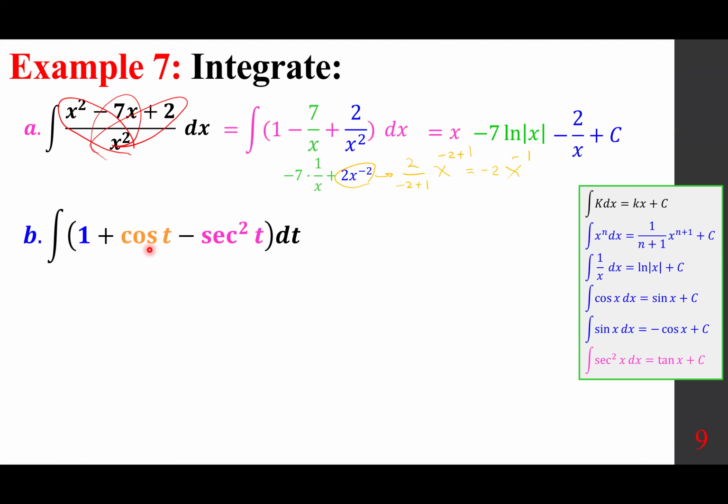The integral of 1 plus cosine t minus secant squared t dt, 1 becomes t. Cosine, the derivative is negative, but the integral is positive sine t, minus secant squared. Remember, the derivative of tangent is secant squared, so that gives you minus tan t and a constant. This is the last point.